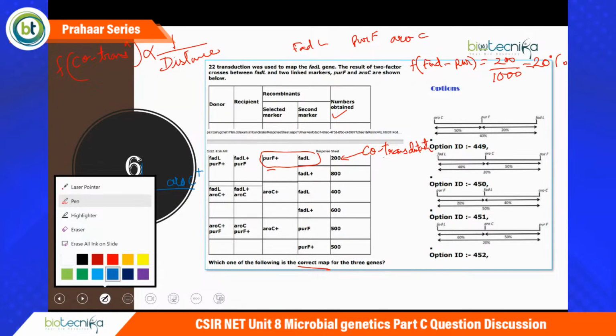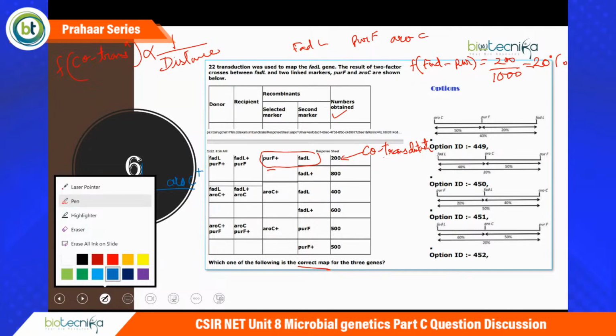So what do we have here? So in the next set, we have got this one, arrow C plus and per. Okay, so here this is the donor and this is the recipient. So again, you have to look for the co-transductant. Co-transductant will be arrow C plus and per F, which is this 500. So this is co-transductant. Okay, so what will be co-transduction frequency?